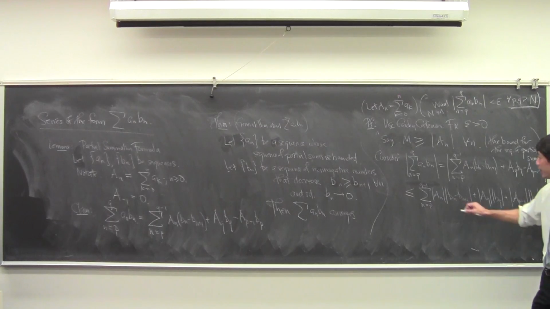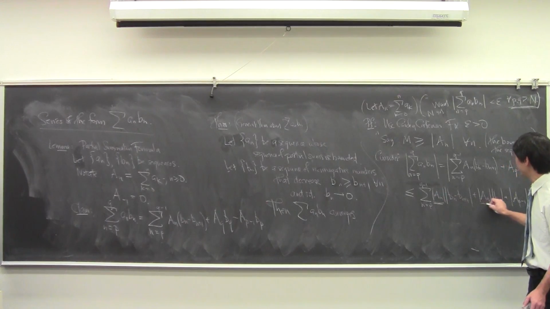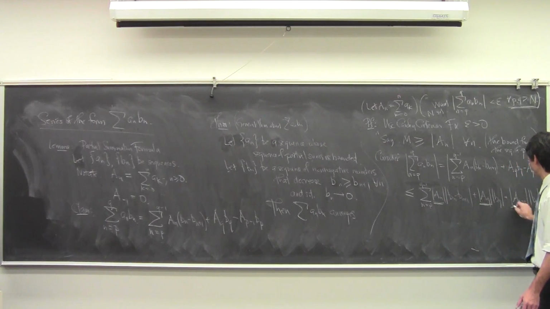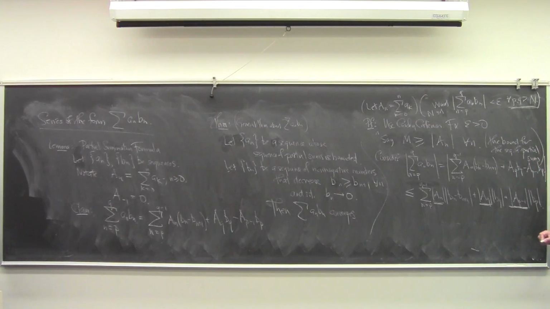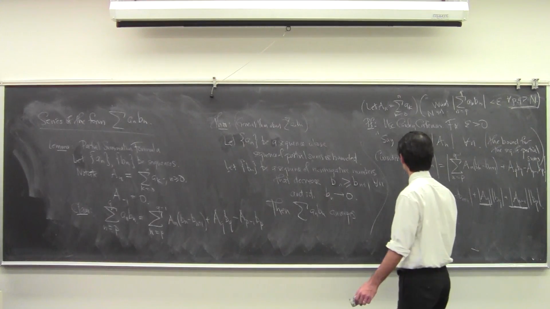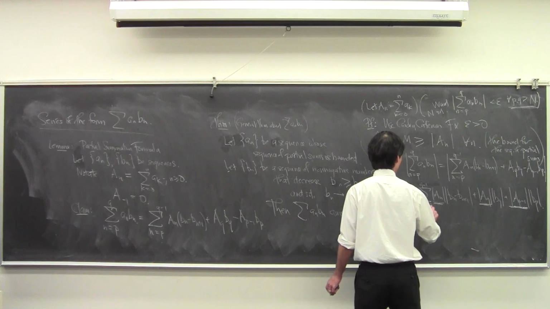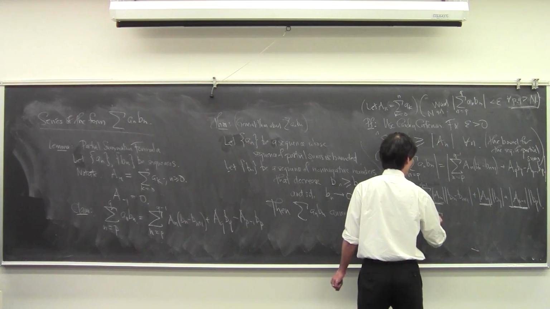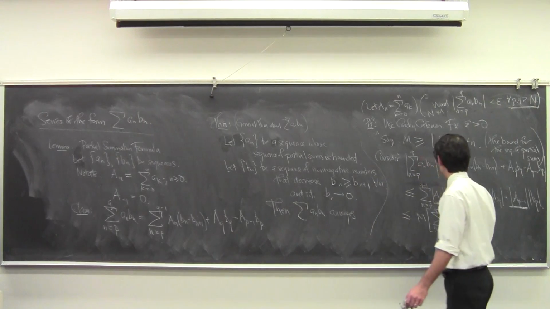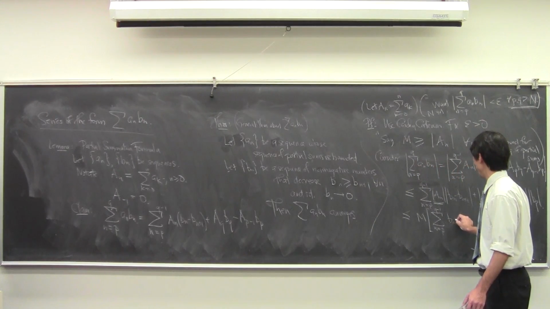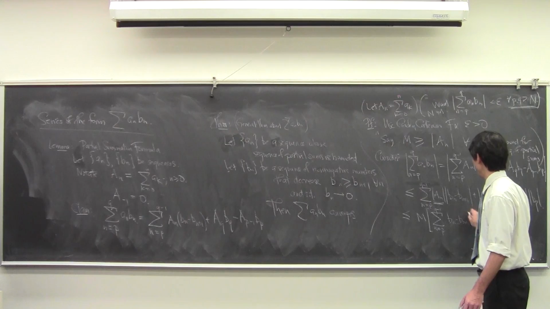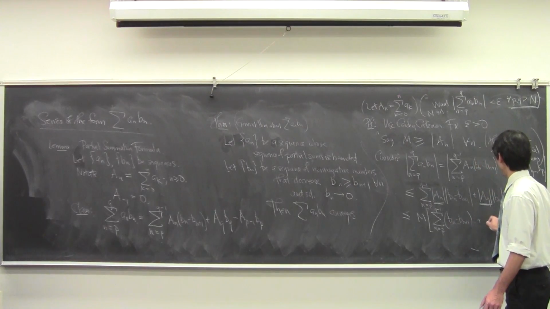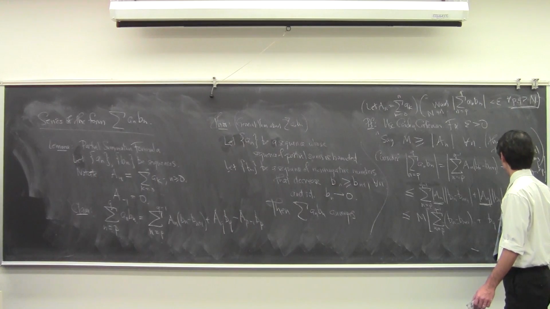Right? But all these guys are smaller than m, so I'm going to replace them all by m. Right? They're all smaller than m. I have the sum from n equals p to q minus 1 of b sub n minus b sub n plus 1. I have b sub q, and I have b sub p.